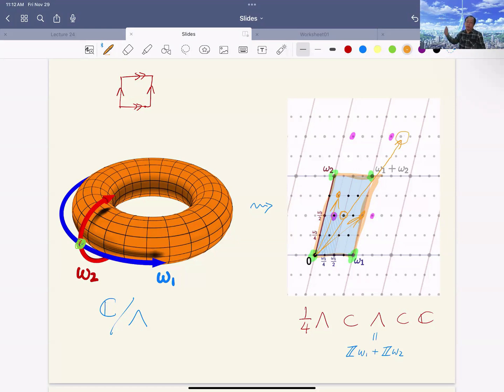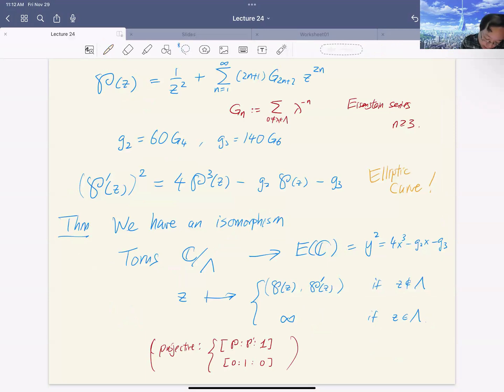The torus is an abelian group, because you can add 2 points on the torus and you get back something inside the torus by this periodic lattice. So it turns out that this is not just any isomorphism. This is actually a group isomorphism, because the torus is an abelian group.